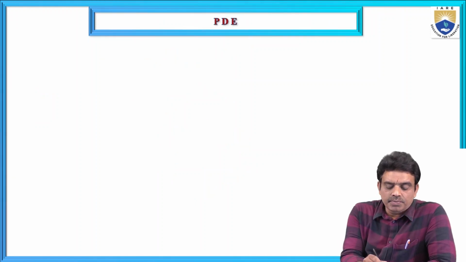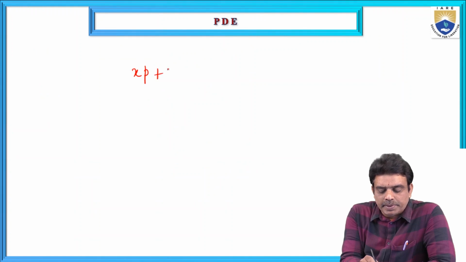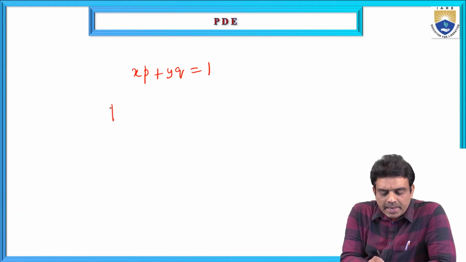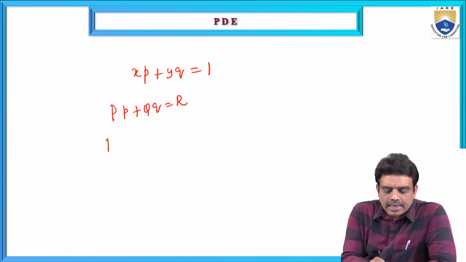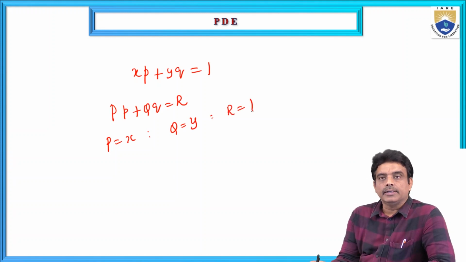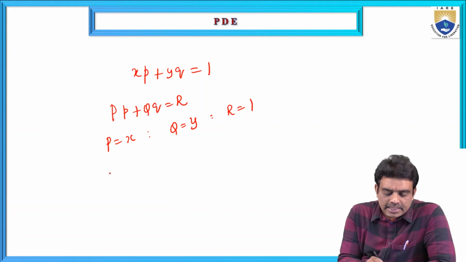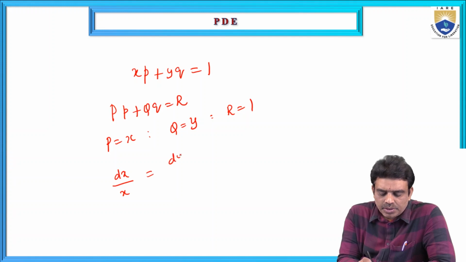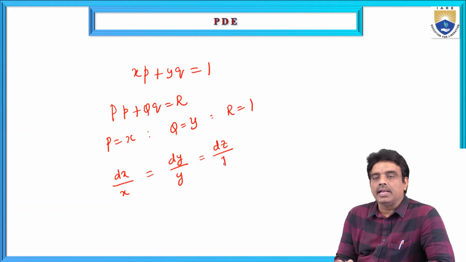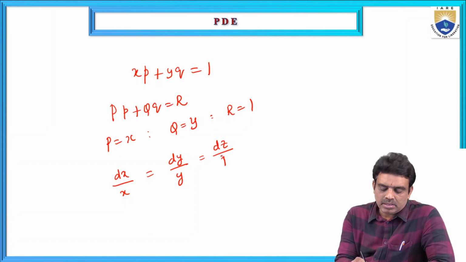Here we consider the equation xp plus yq is equal to 1. If you compare this equation with Pp plus Qq is equal to R, capital P is equal to x, capital Q is equal to y and R is equal to 1. Then the Lagrange subsidiary equations are dx by x is equal to dy by y is equal to dz by 1, where 1 is R.